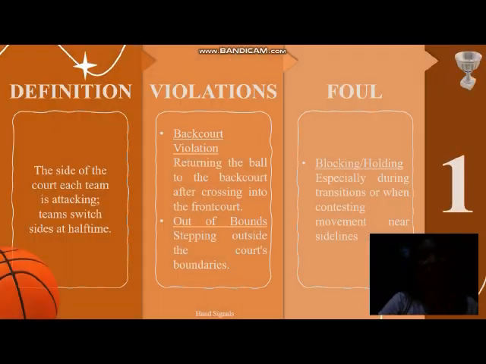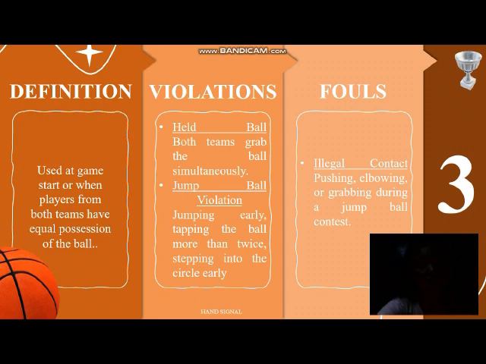Shot clock reset violation. Two players have equal possession of the ball. This may happen at the start of the game or during a held ball incident. In most leagues, after the initial jump ball, possession alternates using the arrow system. We have here the violations, the held ball, and the jump ball violation.